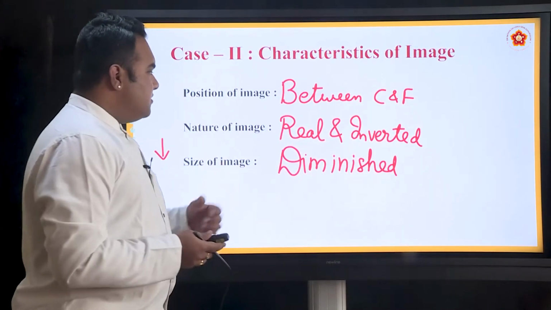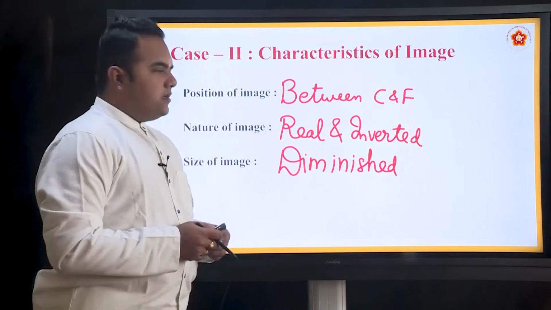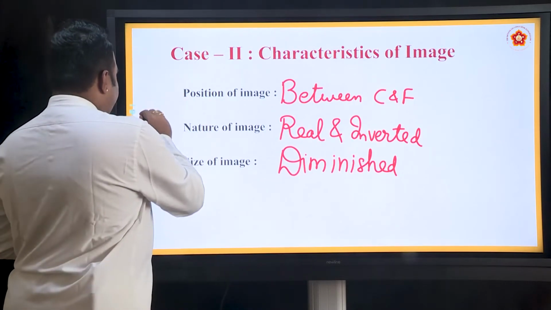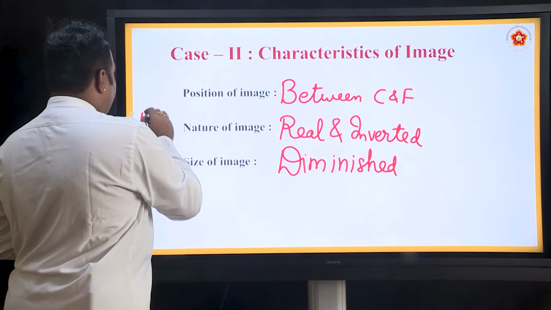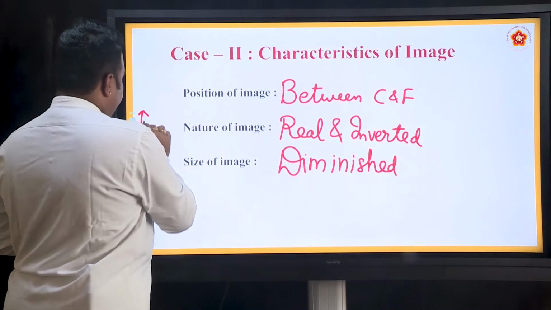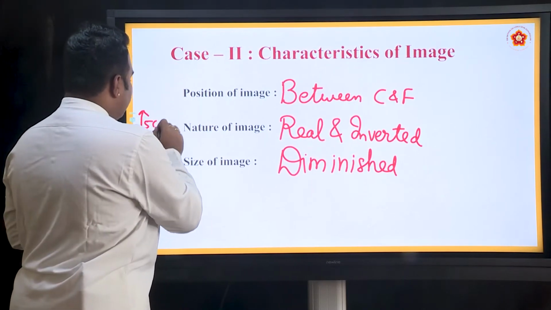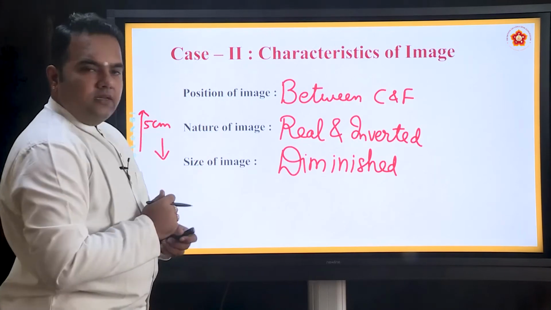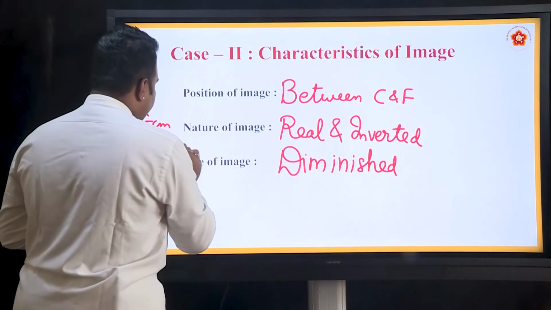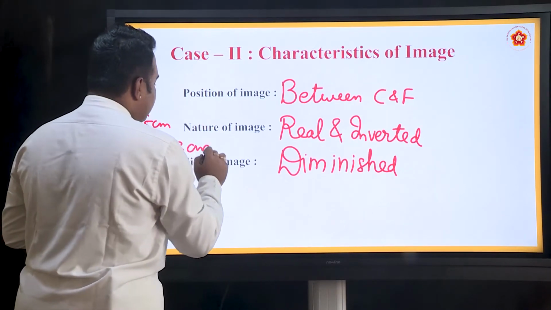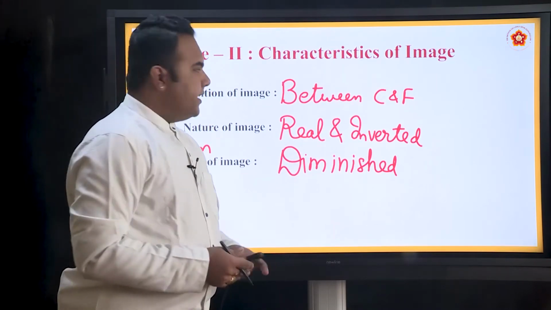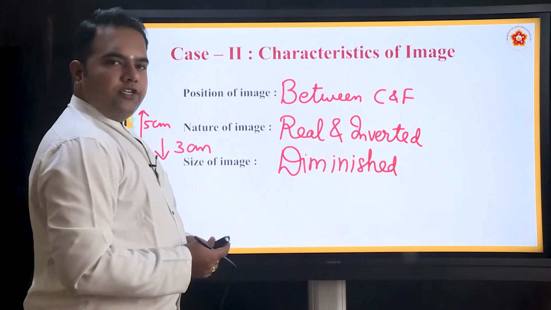In the first case it was highly diminished, now it is diminished, which means what? Suppose the object is of 5 centimeters length, the image formed will be less than 5, maybe it can be 3 centimeters or 2.7 or it can be anything. So, it is not highly diminished.